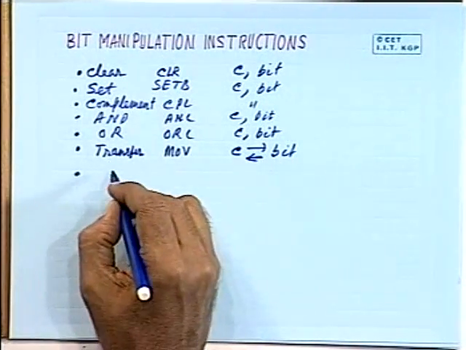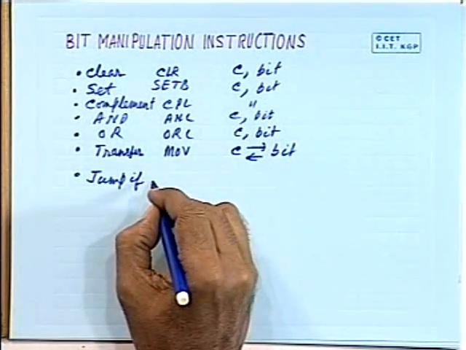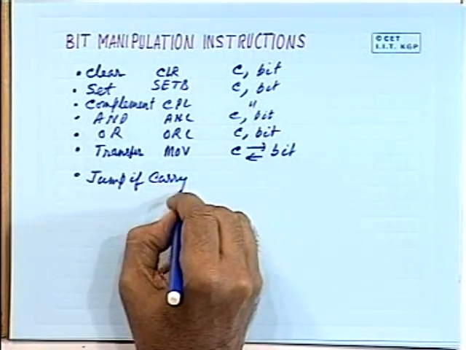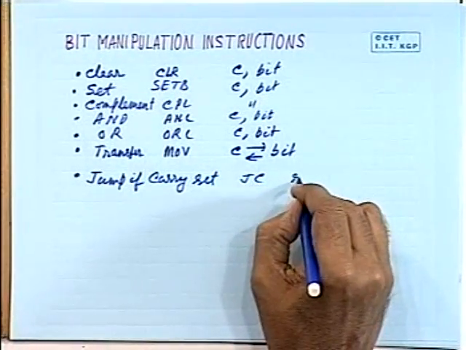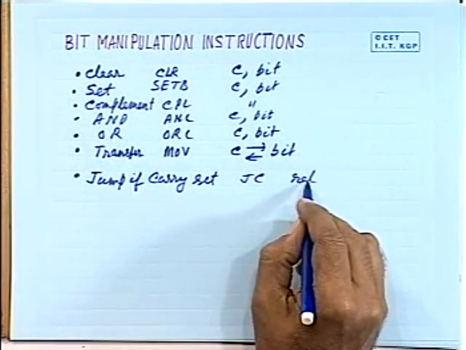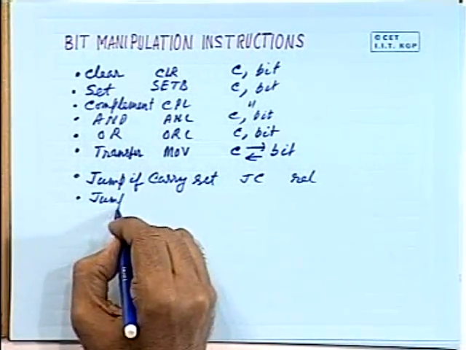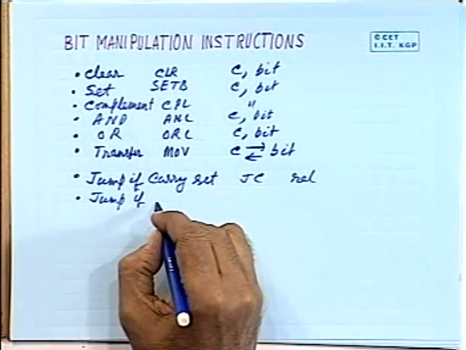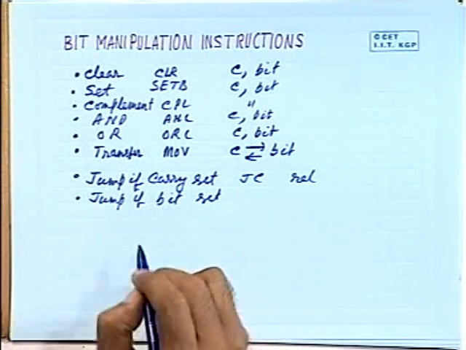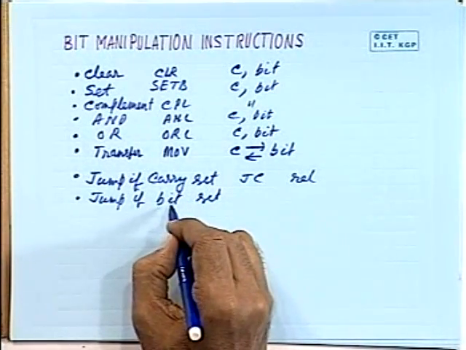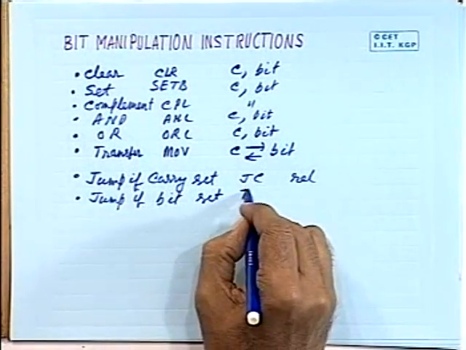Then you can perform jump if carry set, JC, and here you are using relative addressing, that address is provided by relative addressing. Then jump if bit set, a particular selected bit is set of the memory locations or the special function registers. Here it is JB.